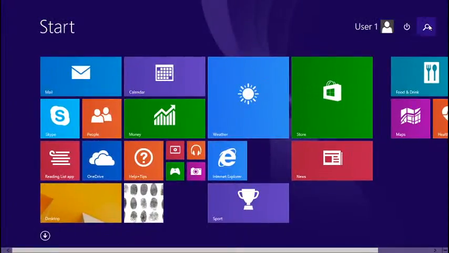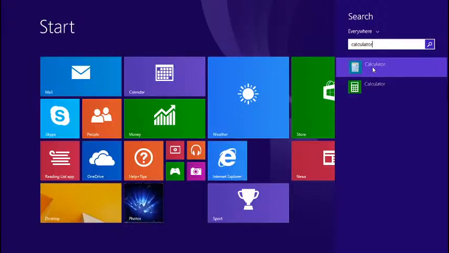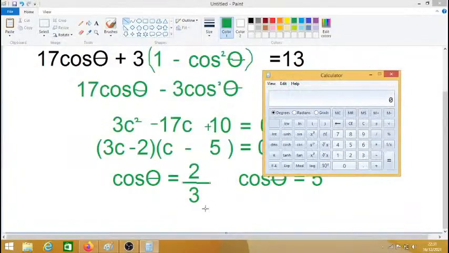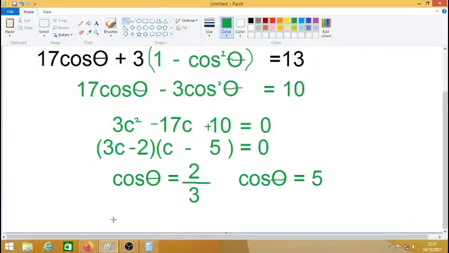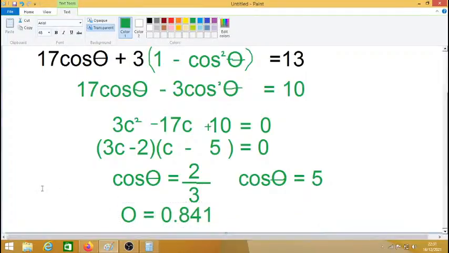So we'll grab a calculator. You can do this as well on your calculator. Make sure it's in radians mode and type in inverse cos of 2 over 3. On this calculator, I'm just going to do it slightly different. Radians mode is there. Type in 2 over 3 and then inverse cos that. And that gives me 0.841. So I can say that my first answer for theta is 0.841.